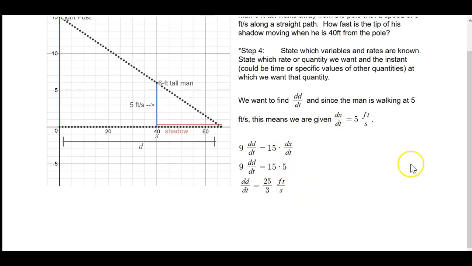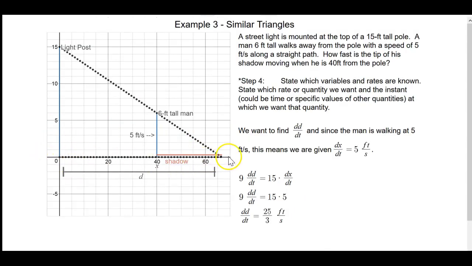I am substituting the value that I'm given for dx/dt, 5 feet per second, and I get 25 thirds feet per second. So that's the rate at which the tip of his shadow is moving when he's 40 feet from the pole. That's the rate at which this long side is moving, not the rate at which the shadow is elongating.